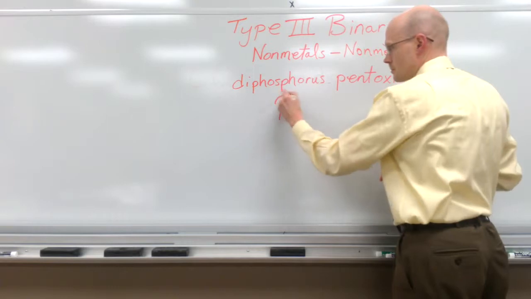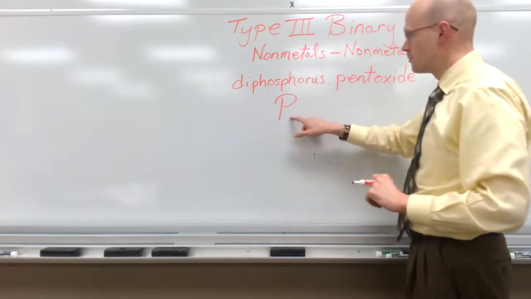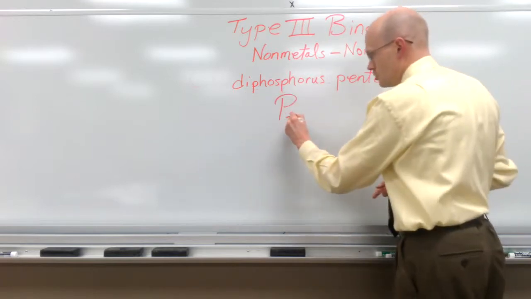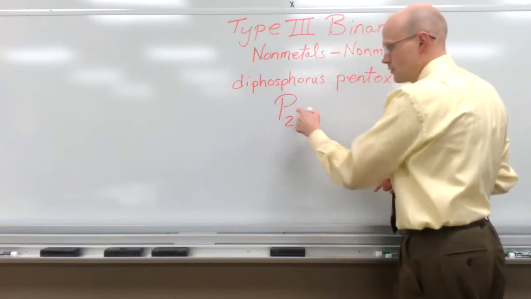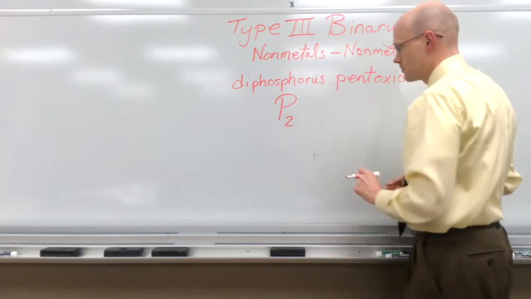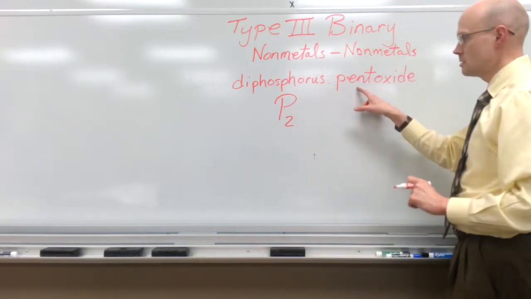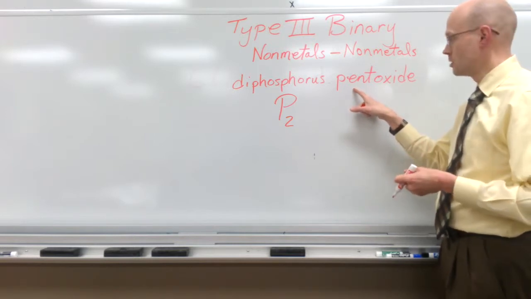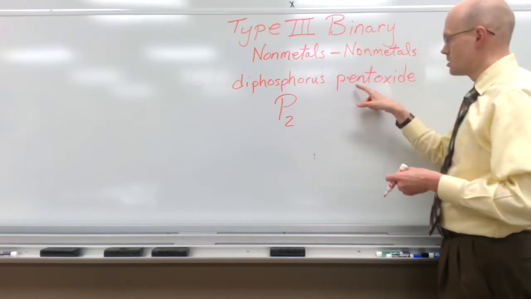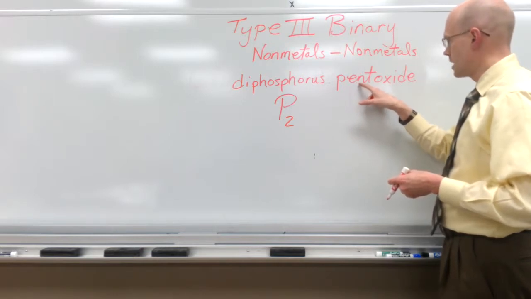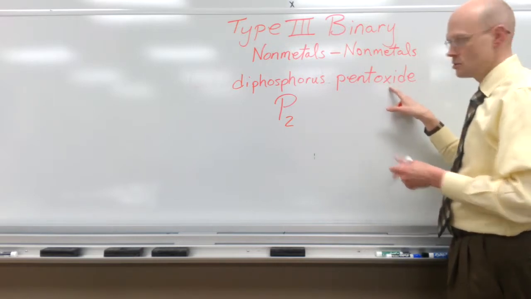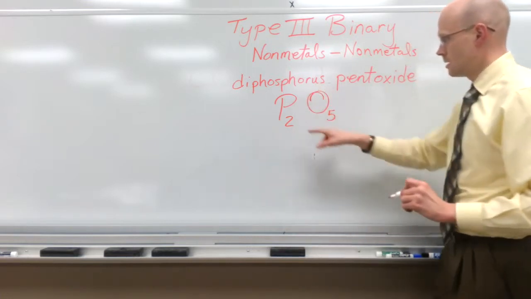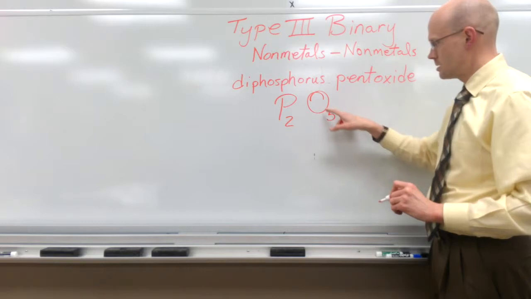Phosphorus, there's its symbol. Di is the numerical prefix for 2. So we have 2 phosphorus, diphosphorus. Pent is representative of 5, much like the Pentagon building, 5-sided. So pent is 5, 5 oxide, oxygen. Diphosphorus pentoxide.